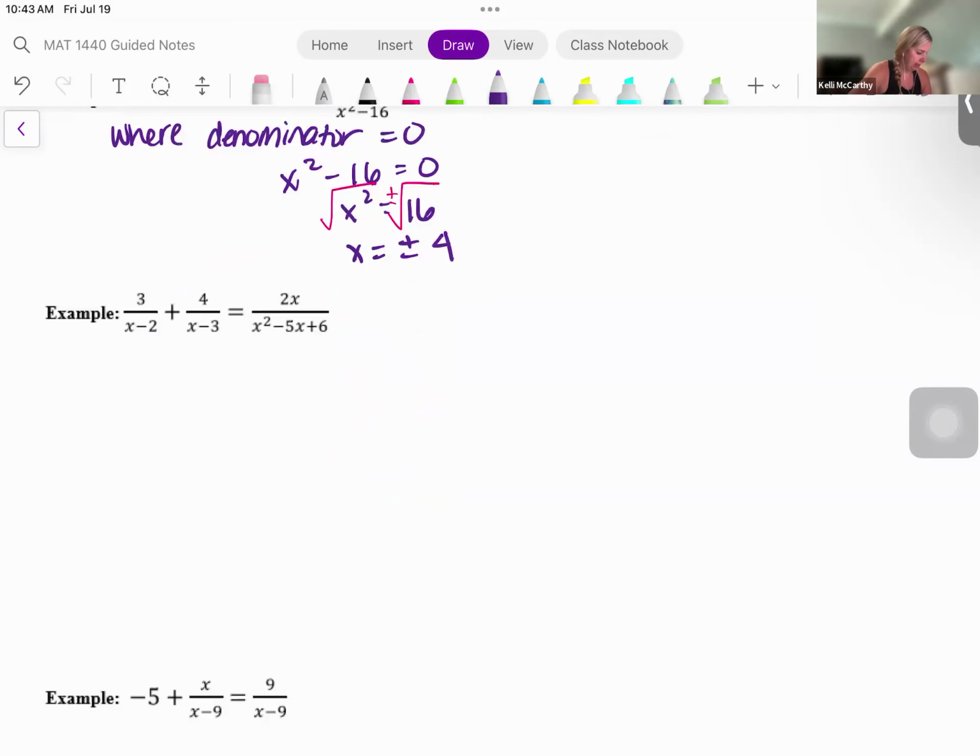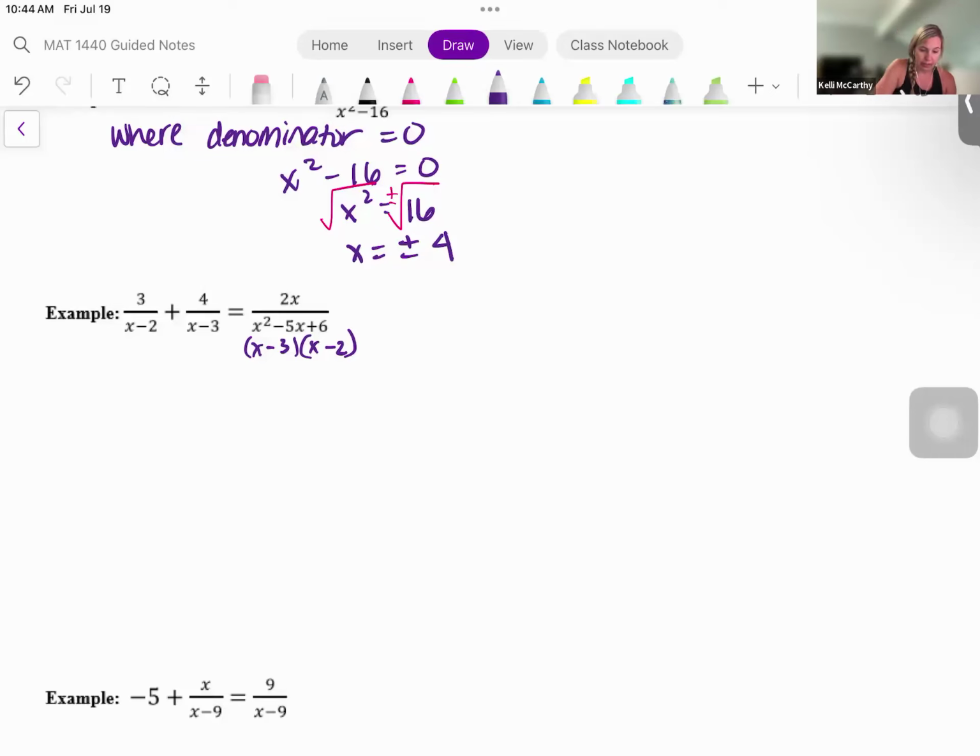All right, so looking at the next example, 3 divided by x minus 2 plus 4 divided by x minus 3 equals 2x divided by x squared minus 5x plus 6. We're going to try to identify the LCD, the least common denominator. In order to do that, we want to make sure that we have all of our denominators factored. So if we look at the third fraction, that denominator x squared minus 5x plus 6, we want to factor that. Factors of 6 that sum to -5, that's going to be -3 and -2.